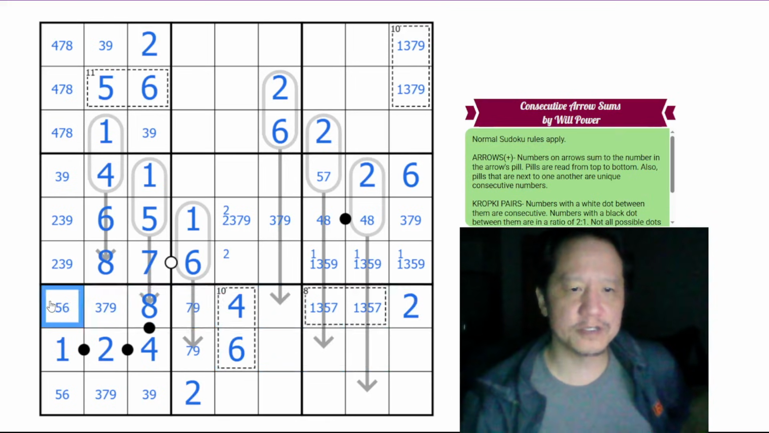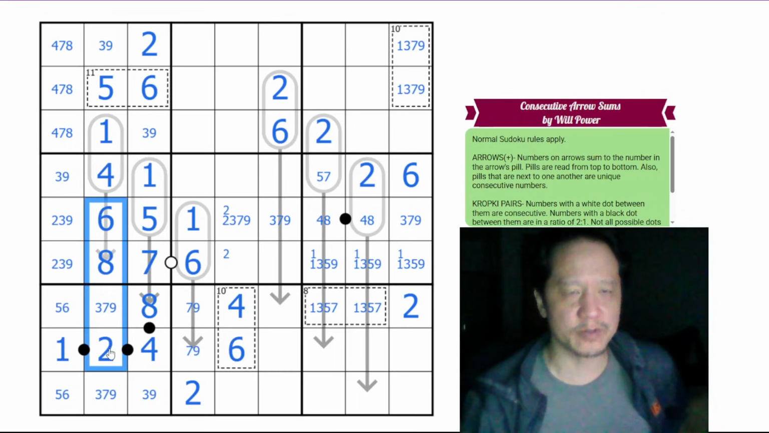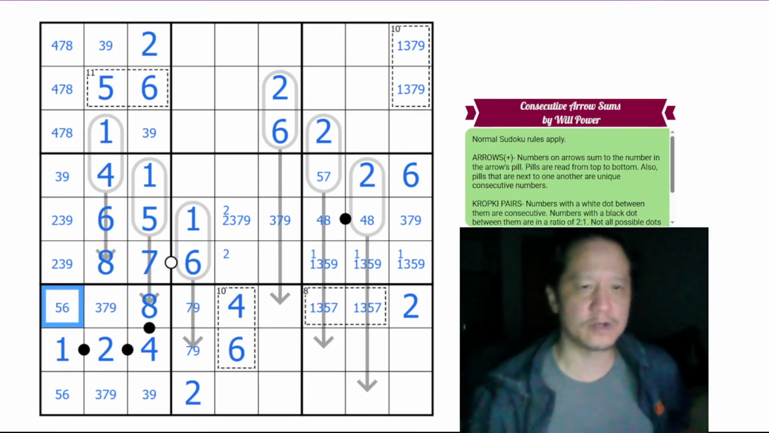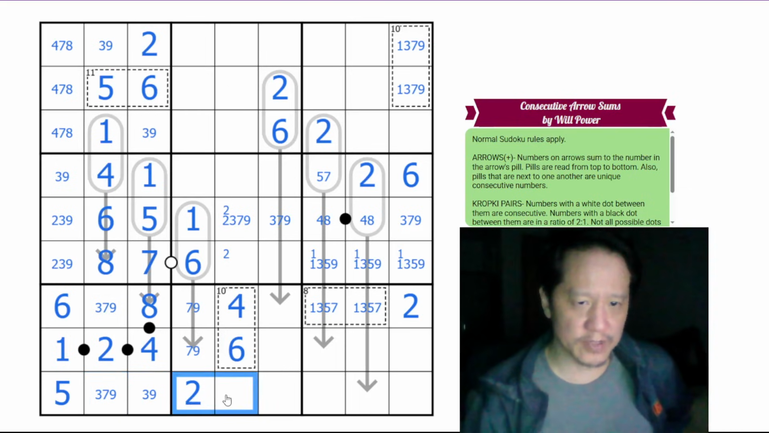Where is 6 in row 7? Cannot be here because of the 8 cage here, and this is a 2. Can't be here because of 6 in the box. Can't be here because of 6 in the column, so 6 has to be here. So this is 6, which makes that 5. That means 5 cannot appear.